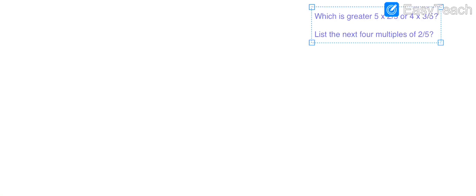regularly. Okay, so let's take a look at this problem here that comes from lesson 8.2 in Think Central, which is multiplying fractions. So we have the first one, which is greater, 5 times 2 out of 5 or 4 times 3 out of 5. So we're going to find the product or the answer to the multiplication for both of those.